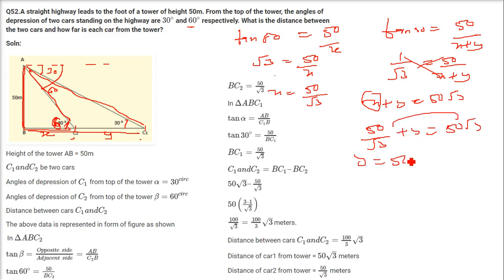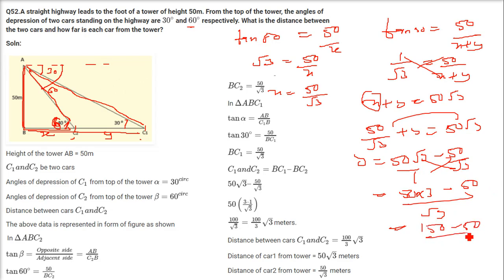Bring it here. y will be equal to 50 root 3 minus 50 by root 3. So multiply: 50 root 3 into root 3 is 50 into 3, minus 50, and this is by root 3. So this is 150 minus 50 by root 3, and this is going to be 100 by root 3.